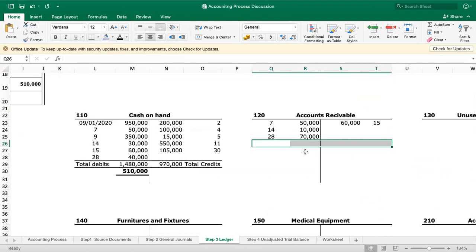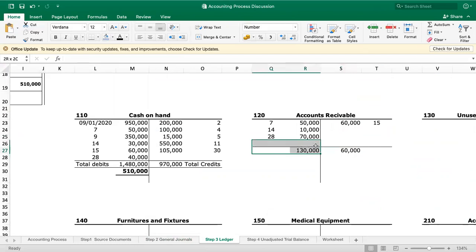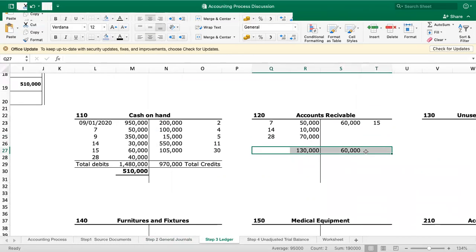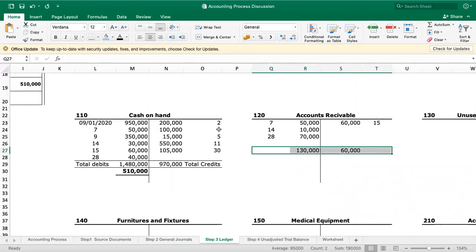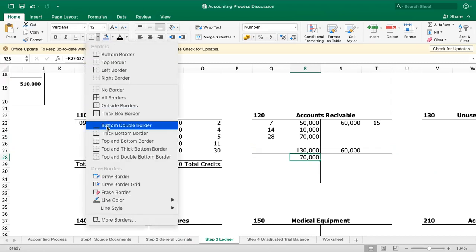Here, how much is your total debit? You have 130,000, and for your credits you have 60,000. Again, we need to compute the net balance of your accounts receivable. So that is 130,000 debit minus 60,000 credit. Therefore, you have a balance of 70,000 for your accounts receivable. This is the balance of your accounts receivable. It is a debit balance of 70,000.